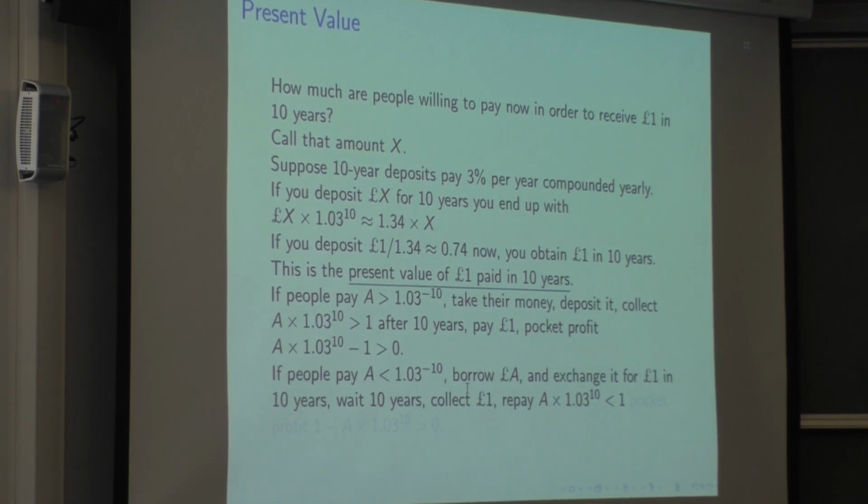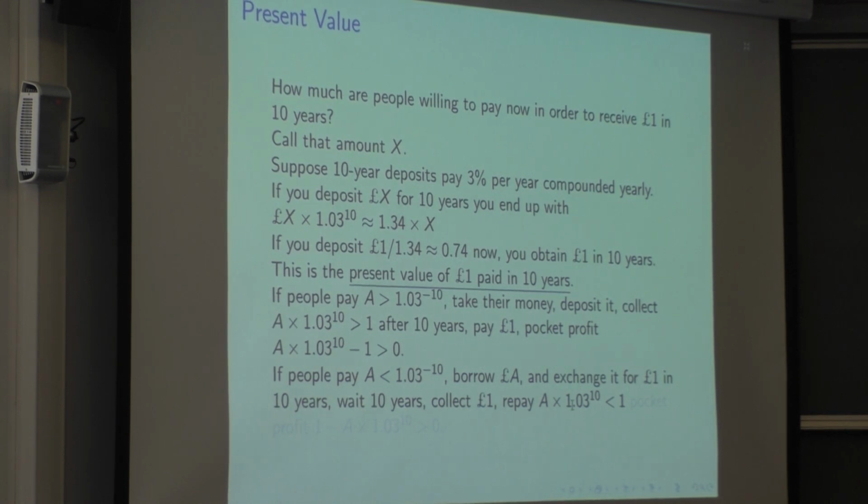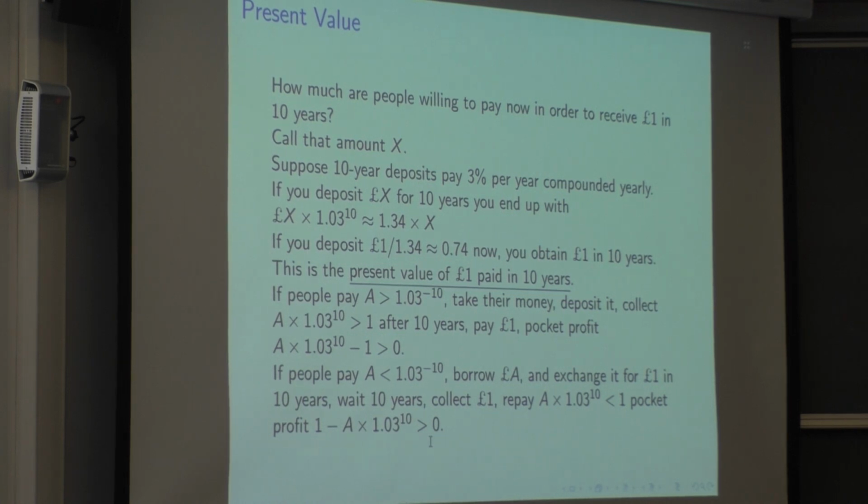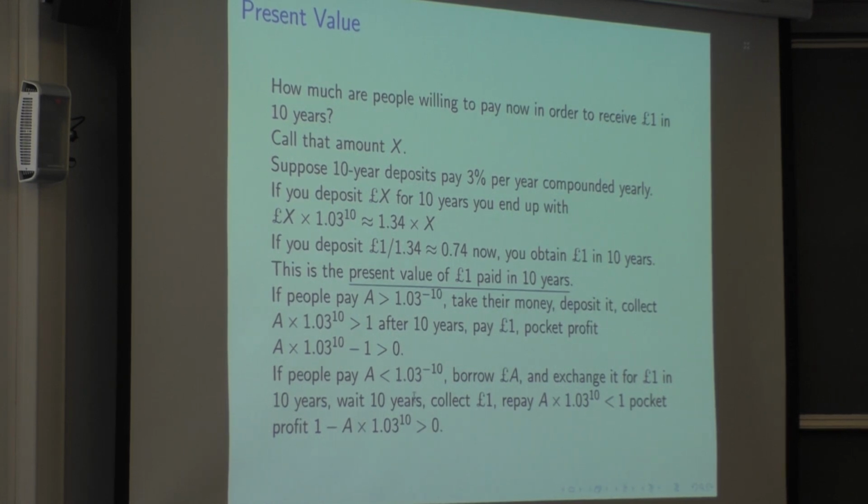What is the balance of my loan? Well, I took a loan of A at 3% for 10 years. So this is how much I owe. And under this assumption that A is less than this other number, this product is less than 1, so I can repay this amount of money out of my £1, and I'm left with a positive amount of money in my pocket. And I can then go and buy myself a very small lunch, and I just exhibited a free lunch for you, right? So what do we say about this number being less than 74 pence?